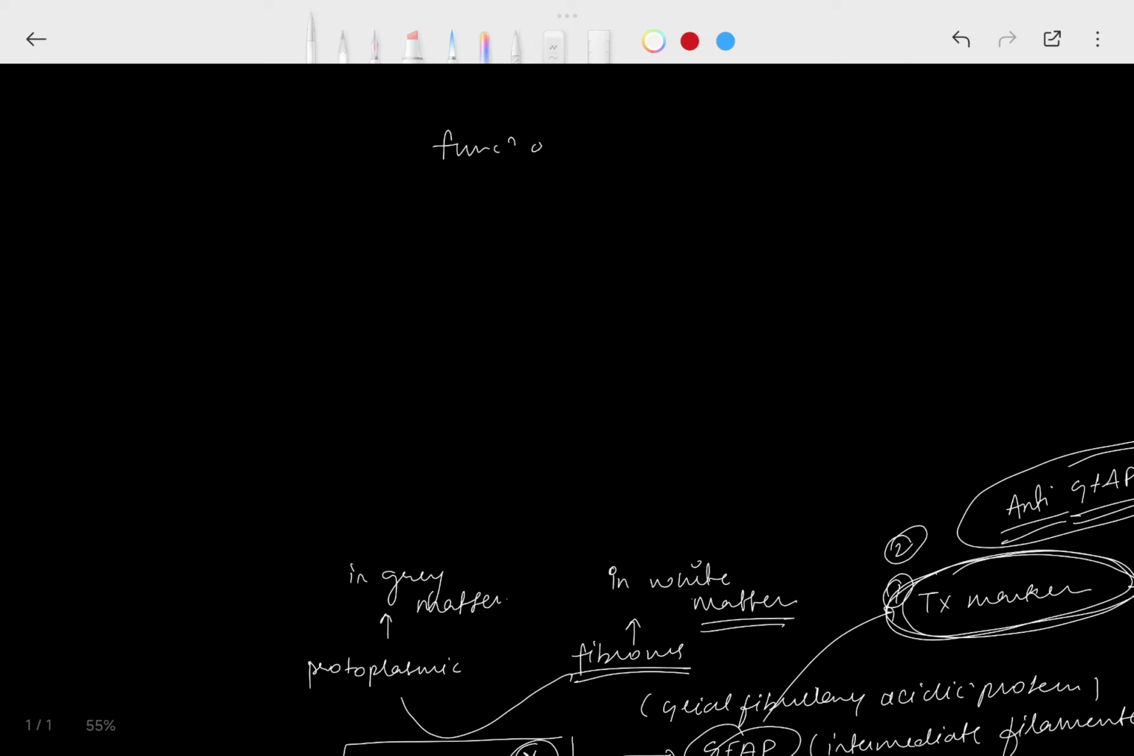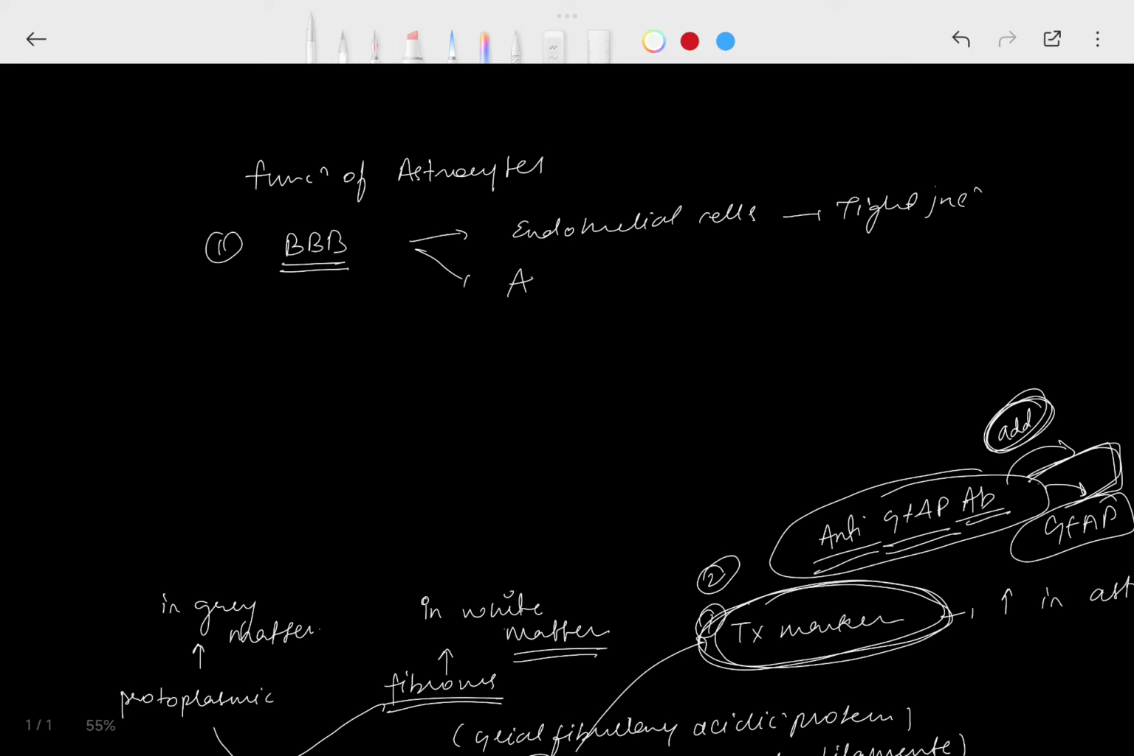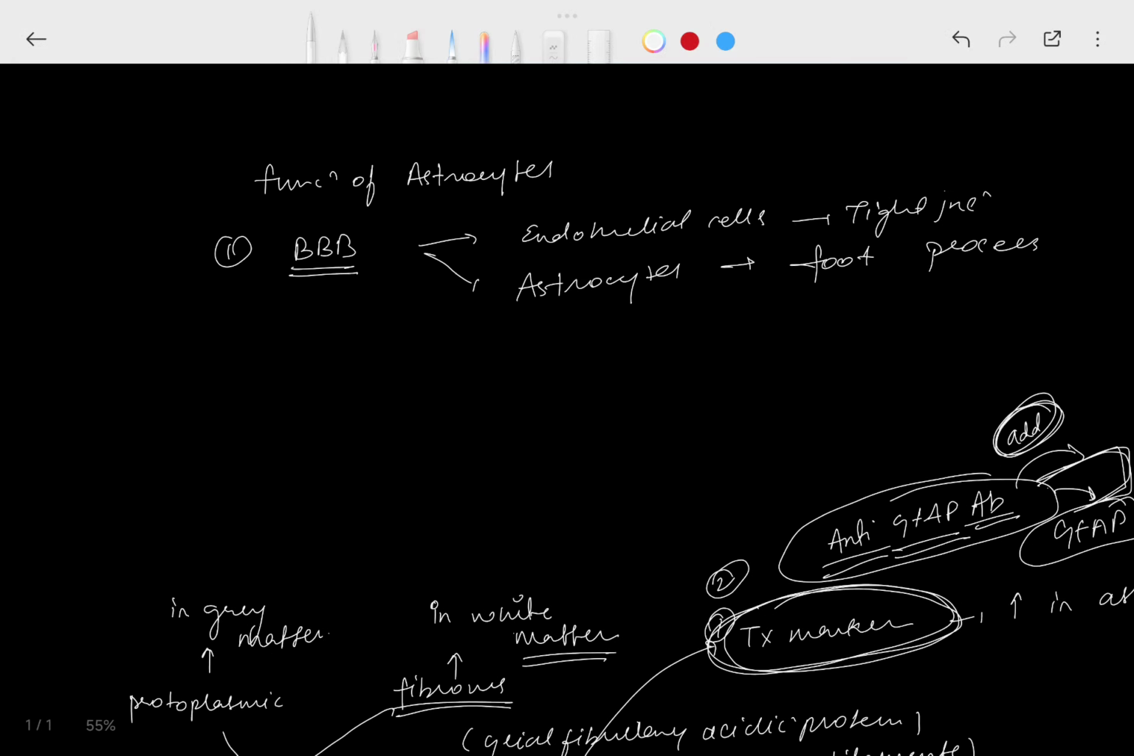Functions of astrocytes. The first and most important function of astrocytes is formation of the blood-brain barrier. It has endothelial cells of blood vessels, which form tight junctions, and the foot processes of astrocytes. The first and most critical function of astrocytes is formation of the blood-brain barrier.